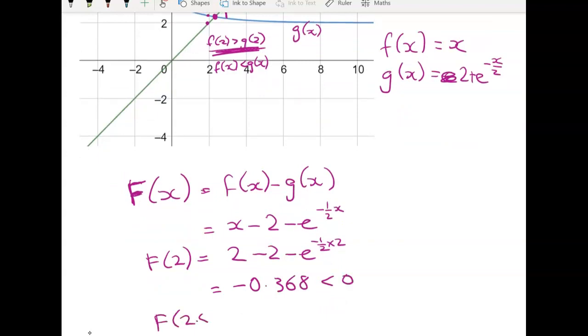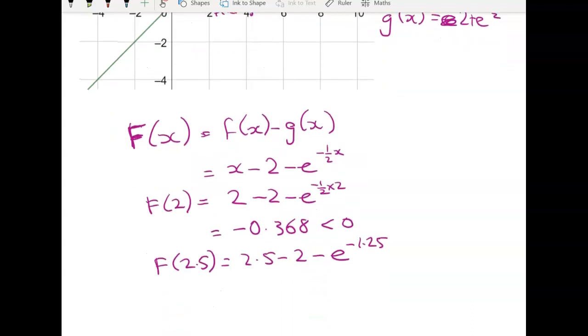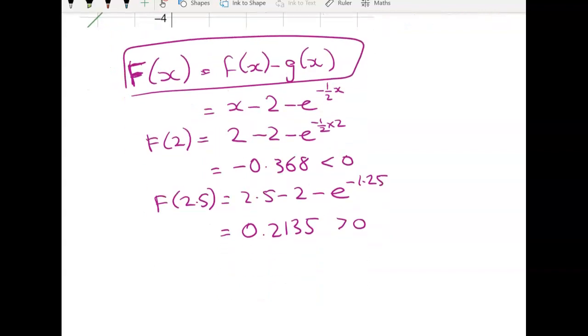If I evaluate the function at 2.5, I get 2.5 minus 2 minus e to the negative 1.25. If you work that out, you get 0.2135, and that's greater than 0. So what's going on here? Well, my function is continuous, so that means that there must have been a place in between 2 and 2.5 where we went through 0. And that is the definition of a root.